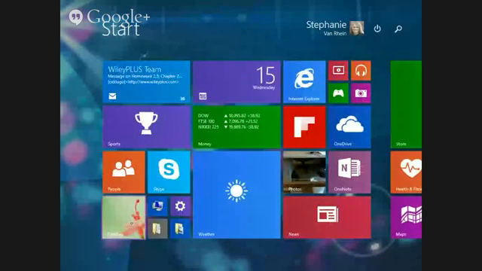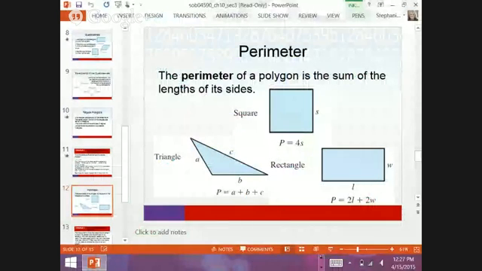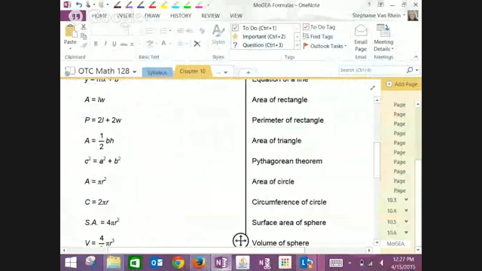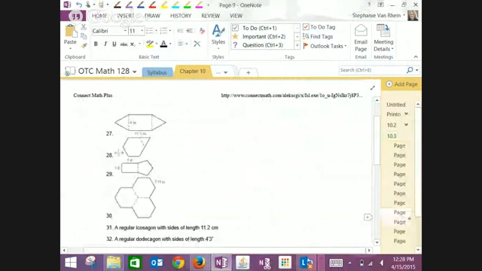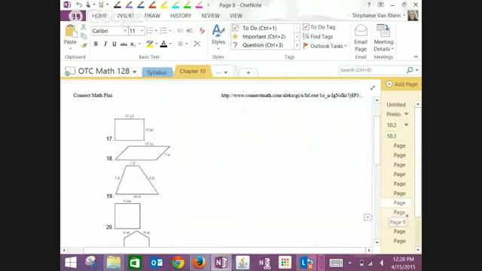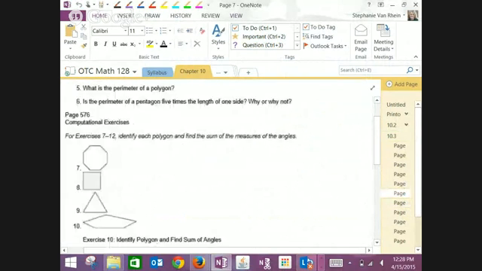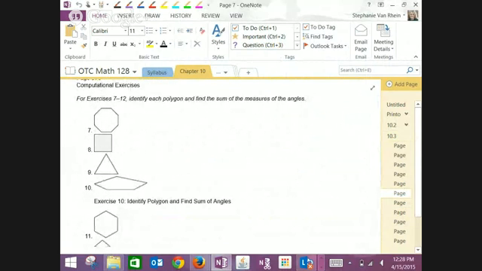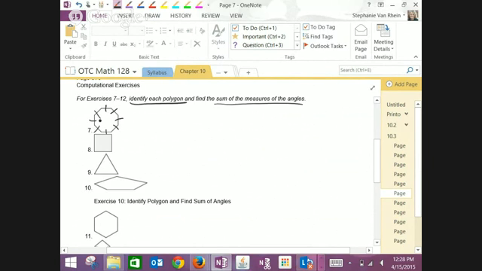Let's go to the homework real quick because sometimes various things pop up. This is 10-3. You are assigned 7 through 33 odd. Starting out, you're asked to identify each polygon and then find the sum of the measurements of the angles. 1, 2, 3, 4, 5, 6, 7, 8. It's probably the most common. Everyone knows how to identify it.